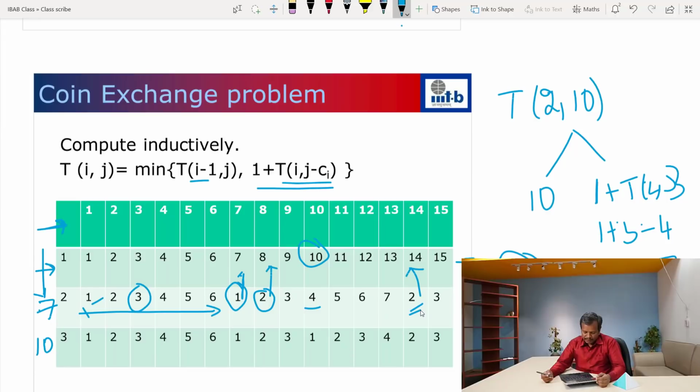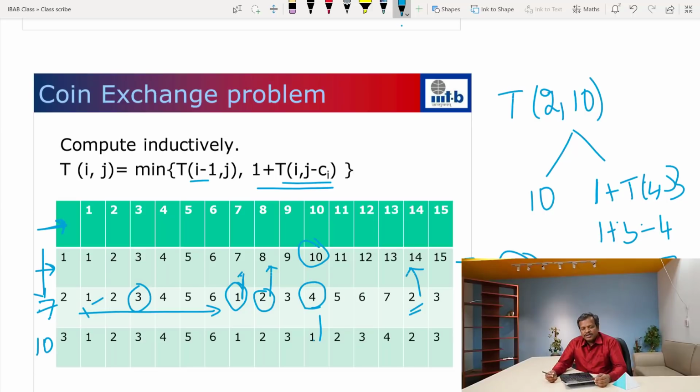Similarly, if I have to pay for the third row, this indicates that I can use all the 3 coins. If I am allowed to use all the 3 coins, then let us say I want to compute t of 3 comma 10. One option is not to use the third coin. If I don't use the third coin, the number of coins required to pay for 10 is 4. And if I decide to use the third coin, the value of the coin is 10, so I will have to look at t of 3 comma 0.